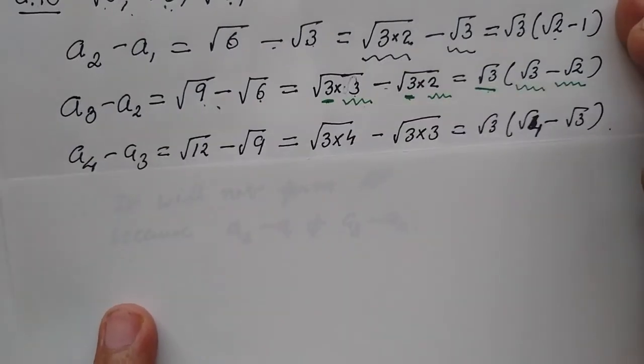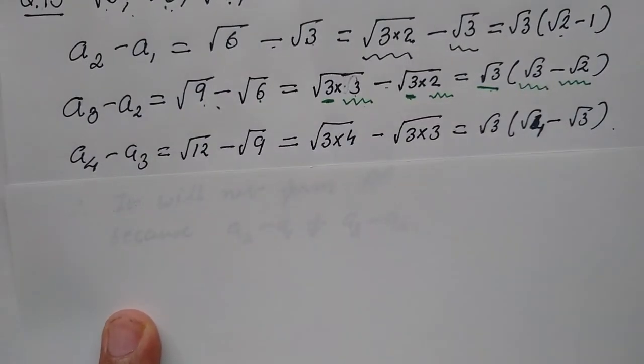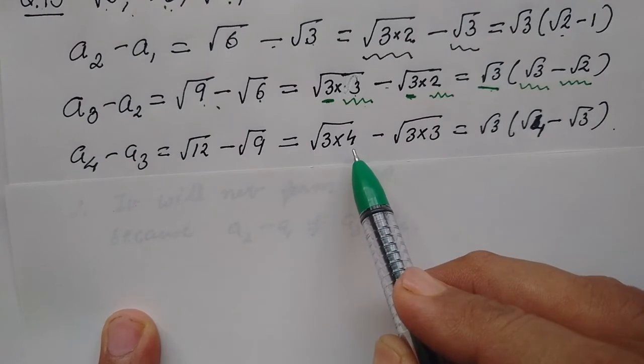And now next one, A4 minus A3, root 12 minus root 9. Now 12, split 3 into 4.